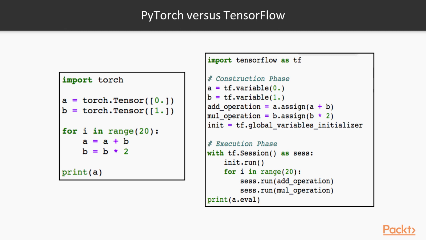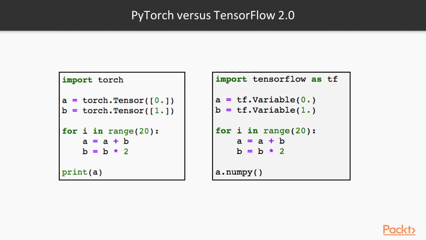The first phase is the construction phase, and the next one is the execution phase. In the first one, we are initializing the variables and defining the operations, and in the next one, we are creating a session and running the operations inside the session. So as you can see, the TensorFlow 2.0 code is much better than the previous versions of TensorFlow. It's very easy to understand and it's as easy as PyTorch code.